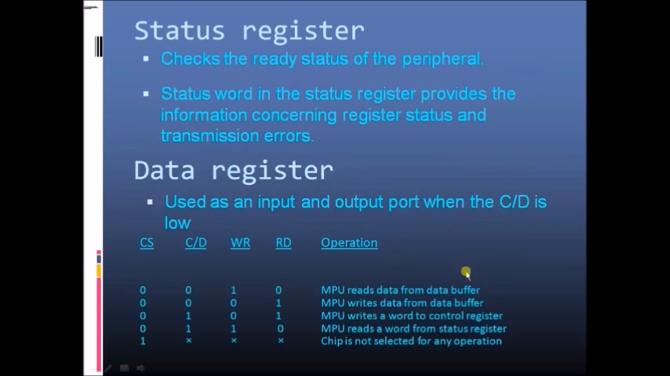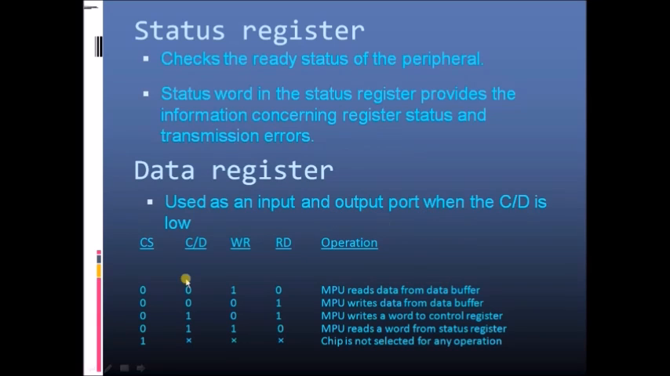Then we have a status register which indicates the current status of 8251, and it is an 8-bit register. And we have one more register, that is the data register, which is going to hold the data. It acts as an input as well as an output port when C/D bar pin is low.